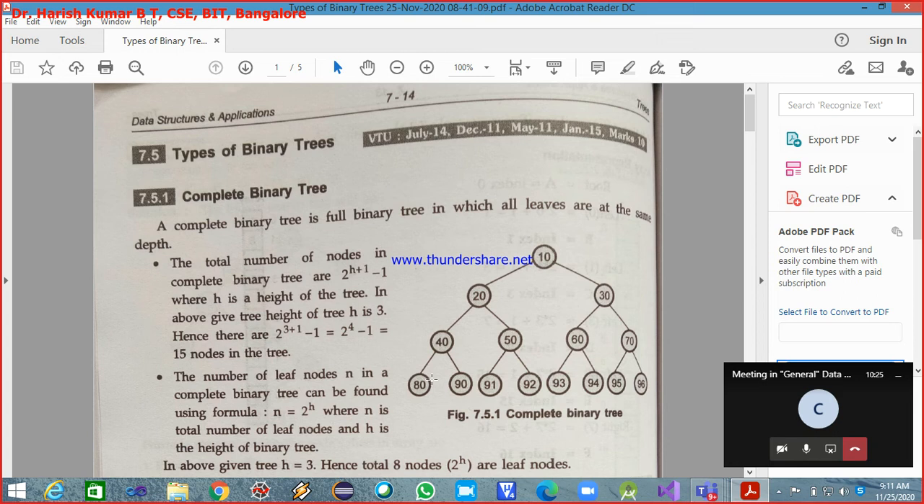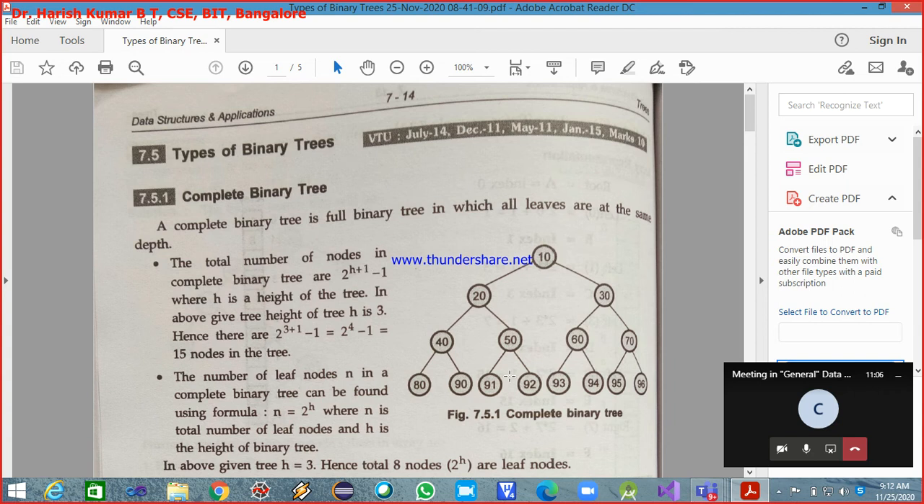So that is what the complete binary tree is. The total number of nodes in the complete binary tree, how many nodes are there? It is 2 raised to h plus 1, minus 1, where h is the height of the tree. You can find the total number of nodes in any complete binary tree by using this formula. So 2 to the power h plus 1, minus 1, where h is the height of the tree.